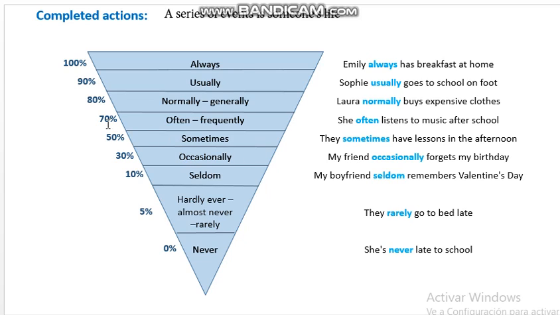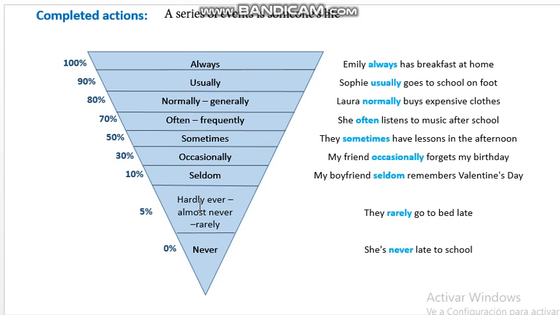We are going to skip 60%, so we are going to go to 50%, which is sometimes. They sometimes have lessons in the afternoon. The same, we are going to skip 40%. So we are going to go to occasionally, which is 30%. My friend occasionally forgets my birthday. Then we are going to go to seldom, which is 10%. My boyfriend seldom remembers Valentine's Day.